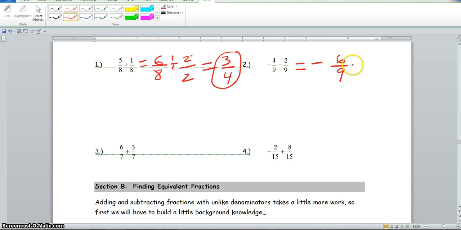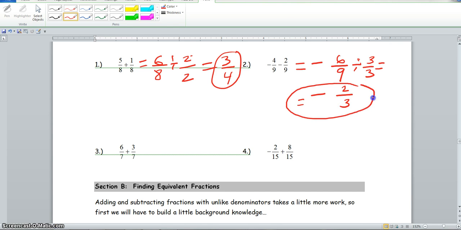Now we know 6 and 9 both have 3 in common. The greatest common factor of 6 and 9 is 3. So this is equal to a negative 6 divided by 3 is 2, and 9 divided by 3 is 3. So our answer here is -2/3.